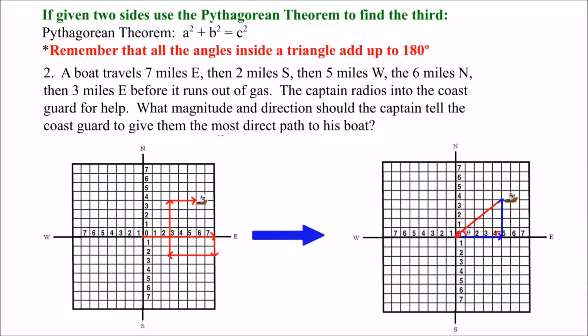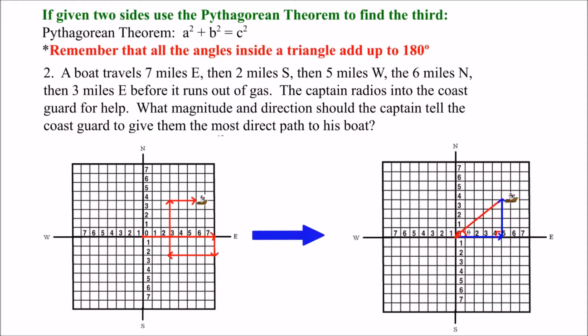So we got a radio in to the Coast Guard, who's back here at home base, the origin, and we have to tell them how to get to us without having to follow this big ridiculous path here, because then they would run out of gas and we wouldn't have any help, right? So we want the shortest distance between 2 points. So we're going to condense all of the east-west stuff, and we're going to condense all the north-south stuff.